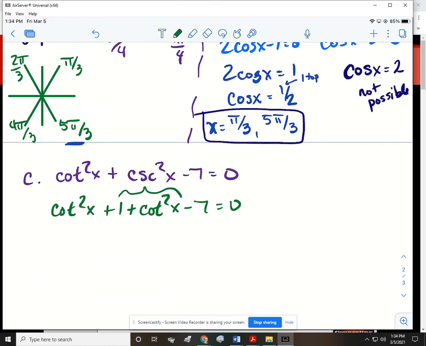Okay, so now I'm going to combine my like terms. So I would add my cotangent squared of x's together. I would also add 1 and -7.